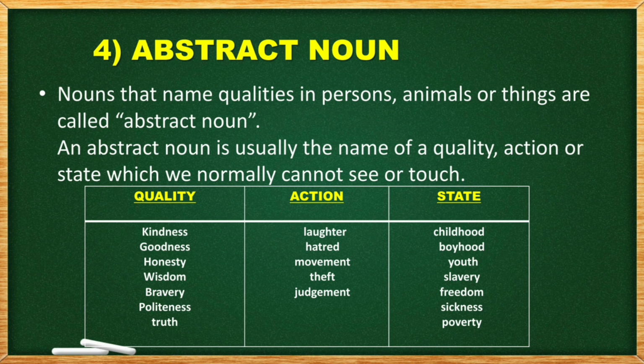They are like kindness, goodness, honesty, wisdom, bravery, politeness, truth. Some actions are like laughter, hatred, movement, theft, judgment. Some states are like childhood, boyhood, youth, slavery, freedom, sickness, poverty.